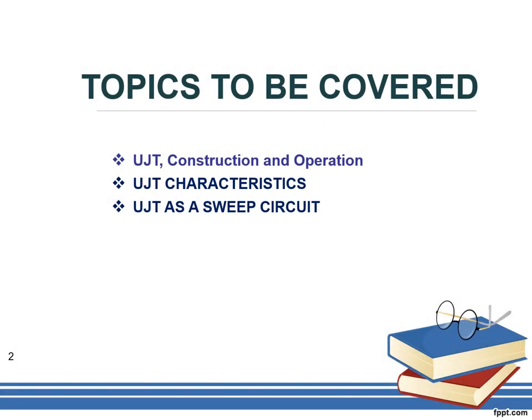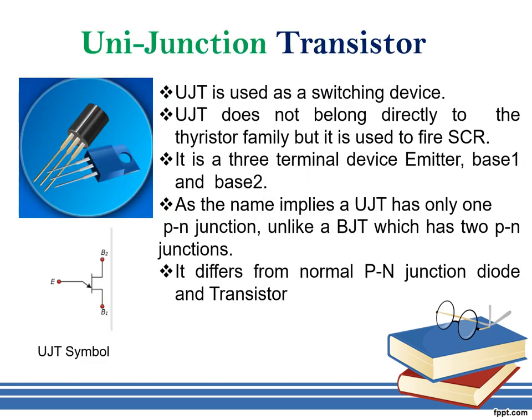I'm going to introduce Unijunction Transistor and its construction and operation, UJT characteristics and UJT as a sweep circuit. UJT stands for Unijunction Transistor. UJT is used as a switching device. UJT doesn't belong directly to the thyristor family, but it is used to fire silicon controlled rectifier. It is a three terminal device: emitter, base B1 and base B2.